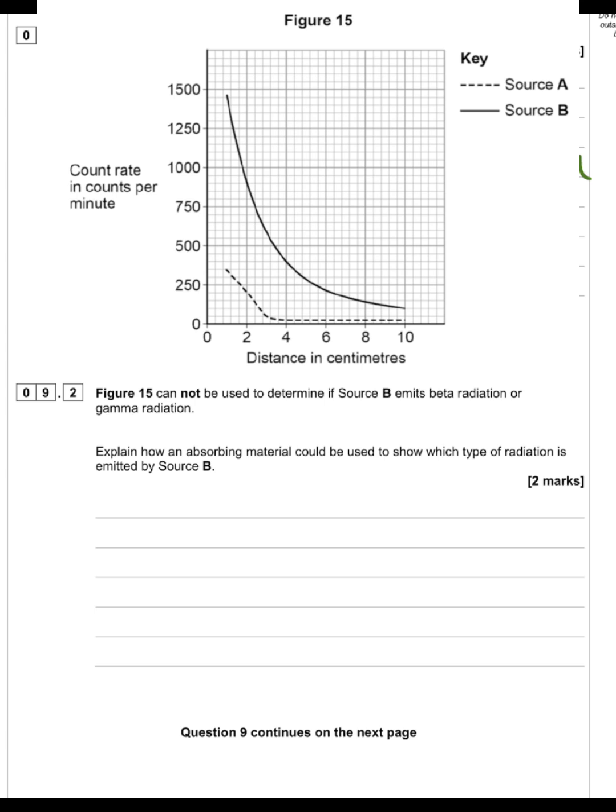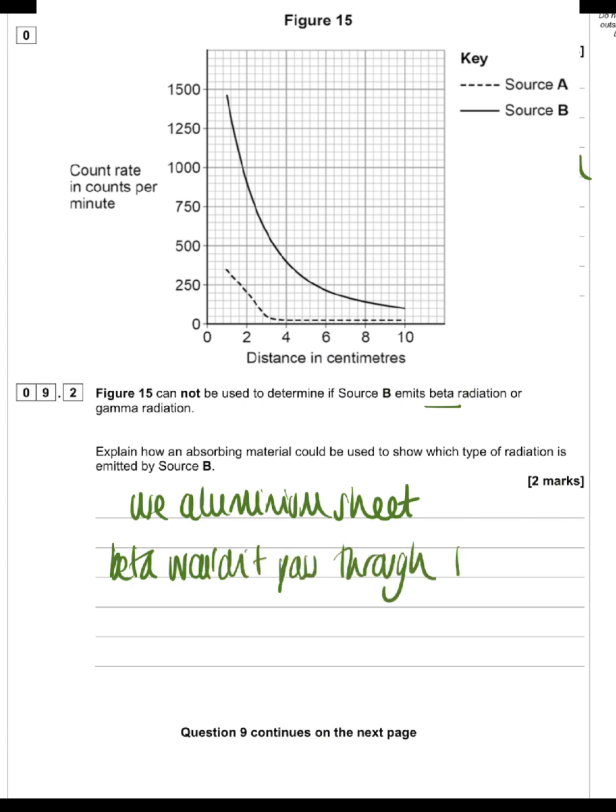So we need to explain how an absorbing material could be used to show which type of radiation is emitted by source B. So now we have to think about what we need to stop beta. And what happens is beta is the one that requires aluminium to stop it. So if we were to use an aluminium sheet, then what we would find is that the beta radiation wouldn't pass through that, but gamma would. So remember, gamma is the most penetrating and requires lead to stop it. So beta radiation wouldn't pass through an aluminium sheet, but gamma would.